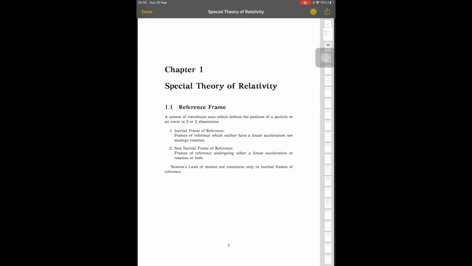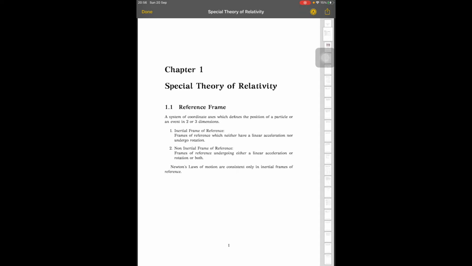There are two types of reference frames. First of all is inertial frame of reference. This is a type of reference frame which neither has a linear acceleration nor is undergoing any rotation. That means it is either moving in a straight line with a constant velocity or is stationary with respect to another reference frame. Now, second one is non-inertial frame of reference. This is a type of reference frame undergoing either a linear acceleration or rotation or both.